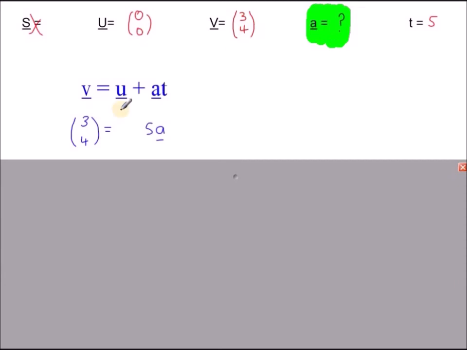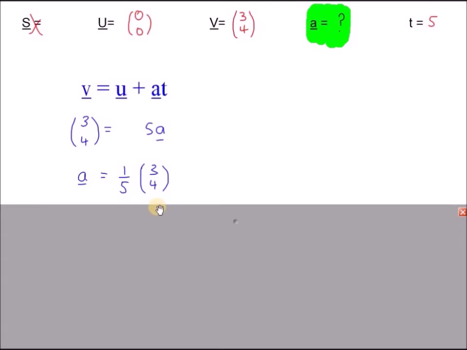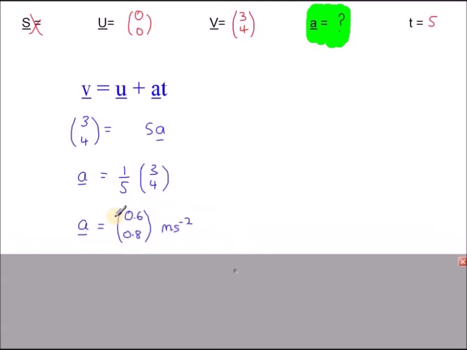So v goes here, u was 0, we don't need to add those in here, and a times t is 5a, then we divide by 5, or multiply by 1/5, and we have our acceleration vector. We can see these are constants, the x and y components are constants, the acceleration is a constant, hence the use of SUVAT formulae.